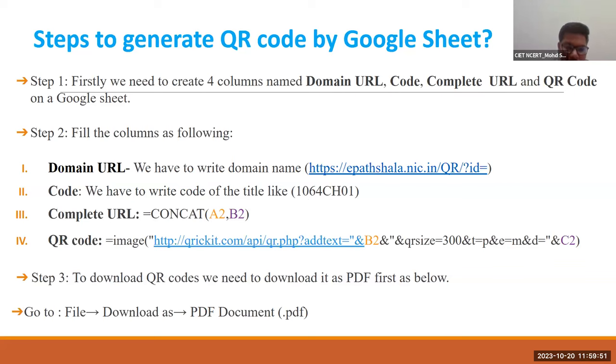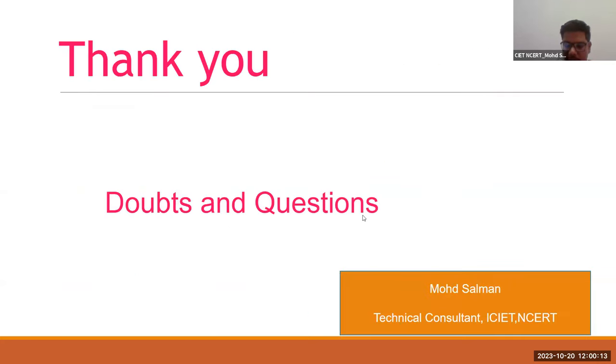The next step, complete the URL. We have to concatenate the domain URL with the code. And then the QRIC kit, which provides the application programming interface for generating the QR code, we have to add with our Google Sheets to generate the QR codes. Firstly, I have created this.